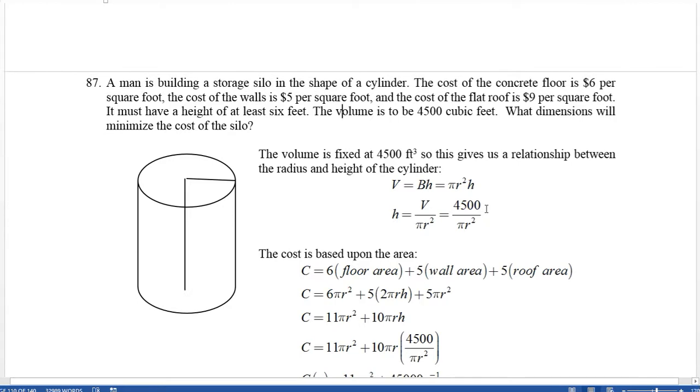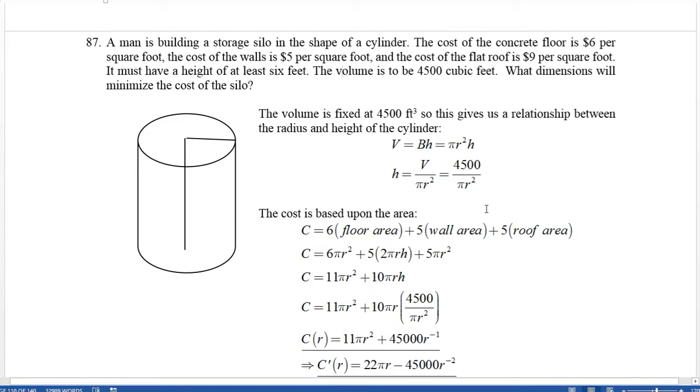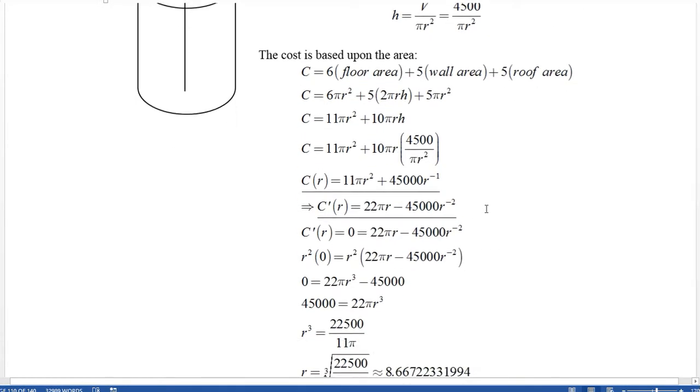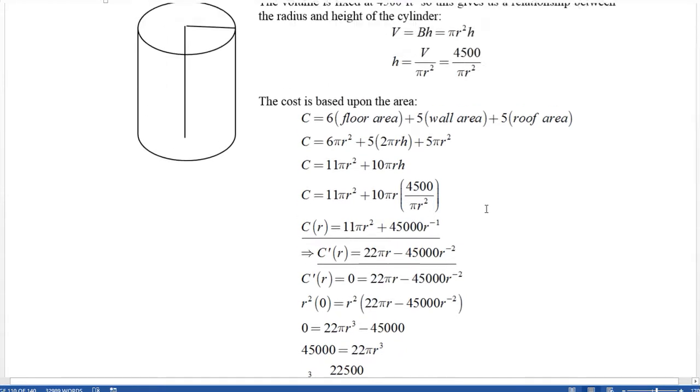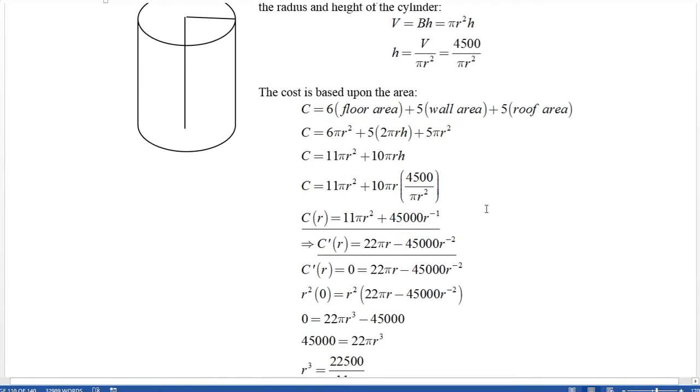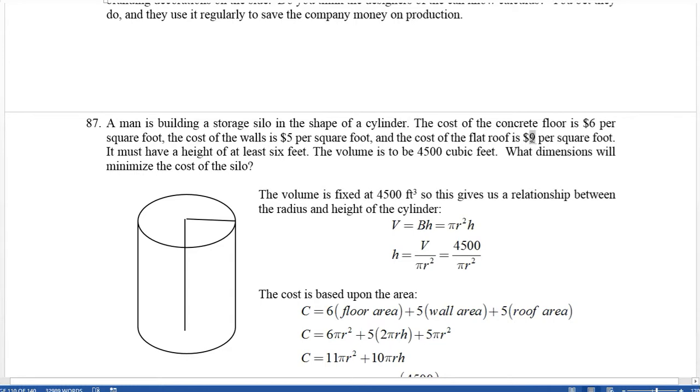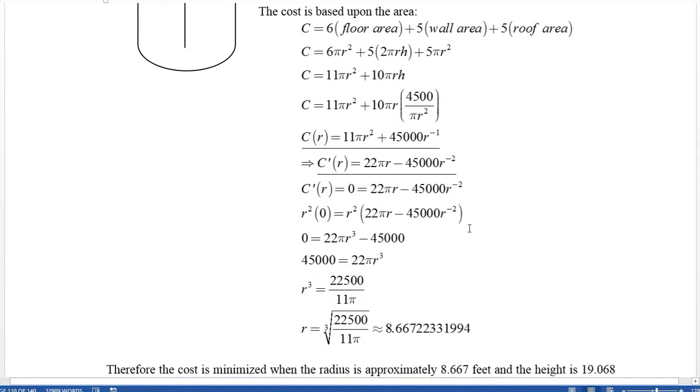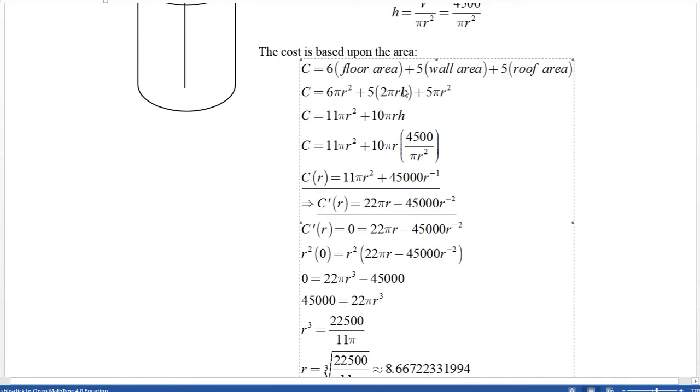I said $9 per square foot, and I've got 5 here. Tell you what I'm going to do. I'm going to do something you can't do when you're the student. I'm going to change the problem. When you're a teacher, you can change the problem. When you're a student, you can't say, I don't like that problem, I want to do another one. But when you're a teacher, you can get by with that. So I'm going to change that to 5 so I don't have to change what's below. 5 times the roof area, so that's 5 pi r squared. So that makes 11 pi r squared here when I combine those two.